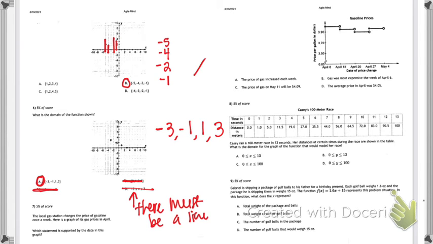On number 7, it says a local gas station changes the price of gasoline once a week. Here's a graph of its gas prices in April. Which statement is supported by the data in this graph? So if we look over here at number 7, it says the price of gas increased each week. Well, that is a false statement because from here to here, it went down.